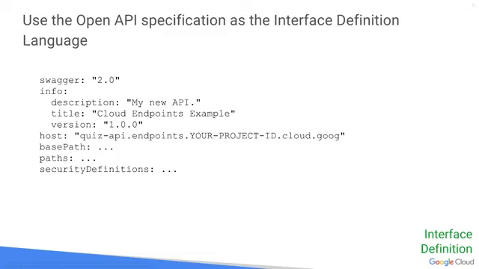Create an API configuration file that describes your Cloud Endpoints API. The API configuration is a YAML file as shown in the slide. The YAML file describes the API using the OpenAPI specification. The OpenAPI specification and its extensions enable you to describe the surface of the API and security definitions. You can specify security definitions for user authentication and service-to-service authentication.